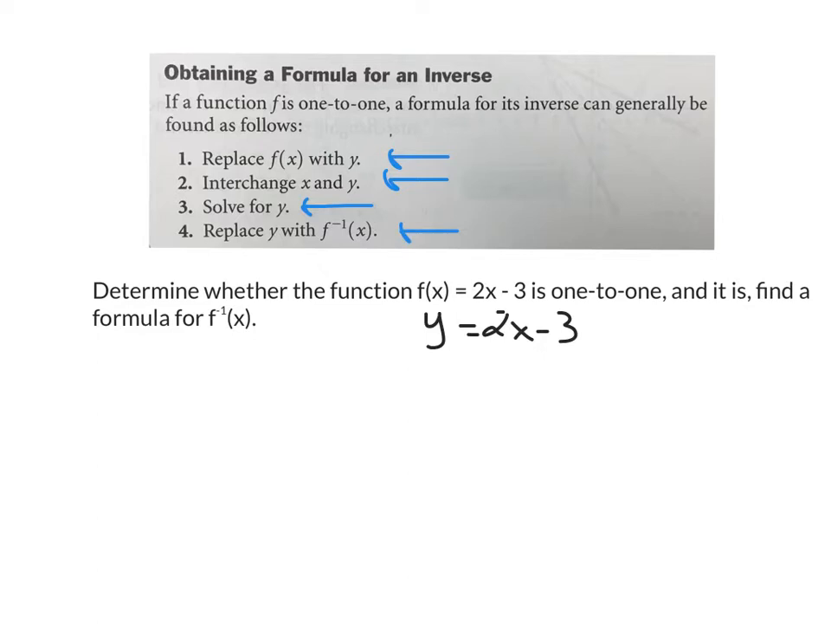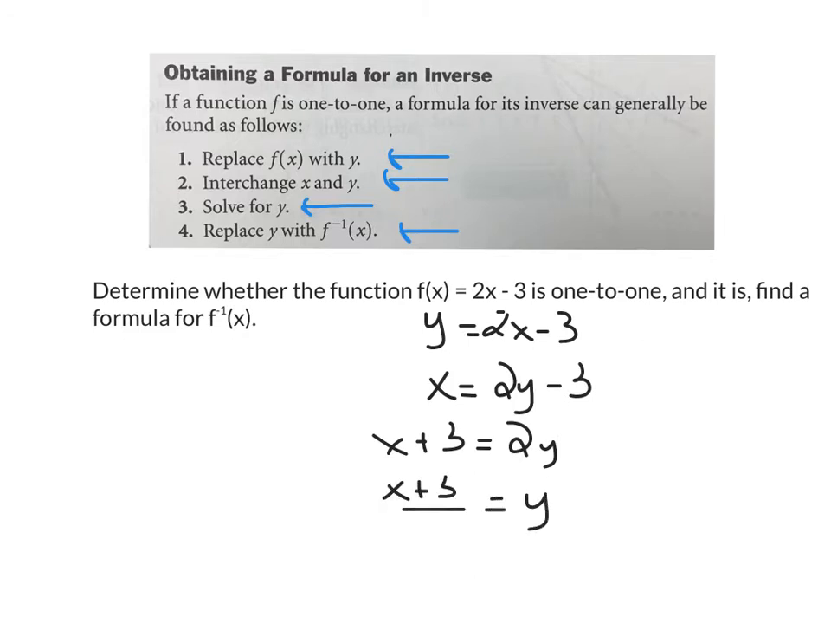Now it says interchange the x and the y. So I'm going to put the x where the y was, the y where the x was. That's step 2. Step 3 says solve for y. So I'm going to get the y by itself. I'm going to take the 3 to the other side first, making it x plus 3. Divide by the 2. So I get (x plus 3) over 2. Now that's step 3, solve for y.